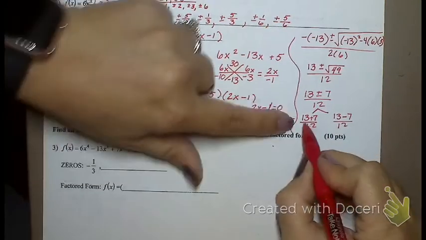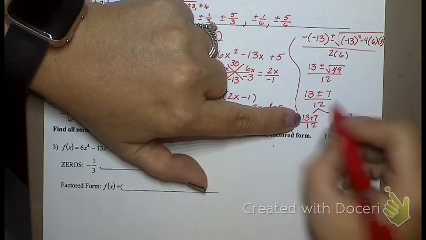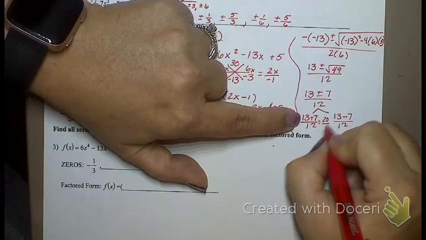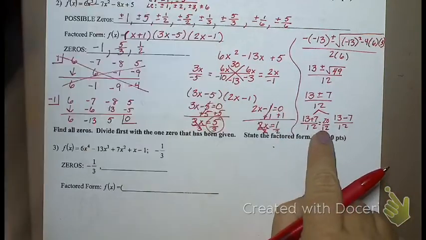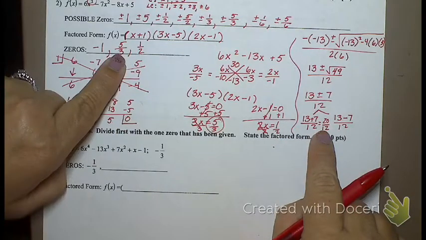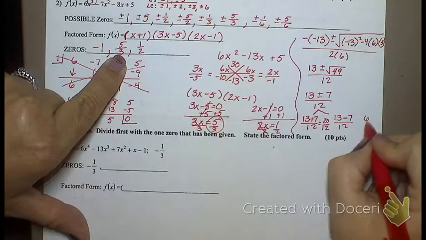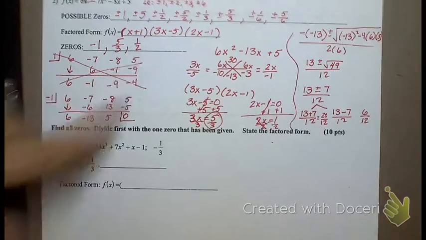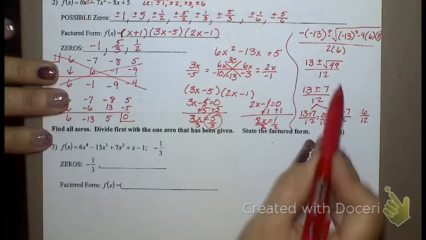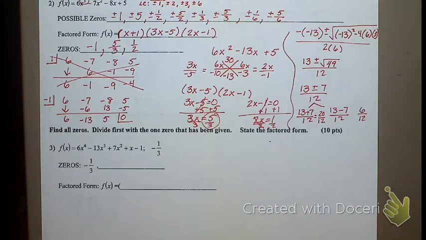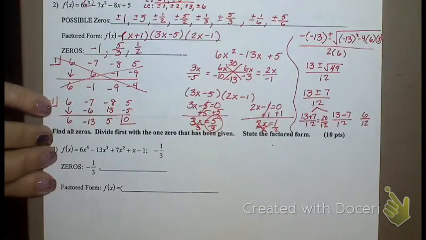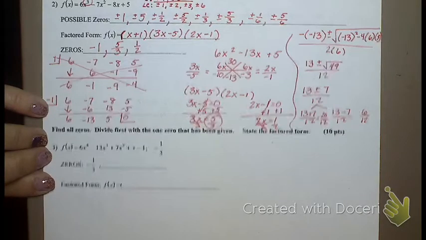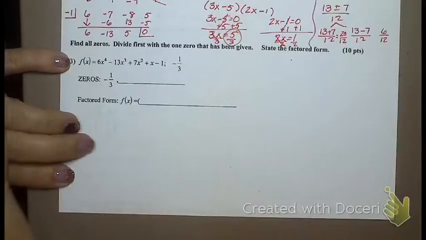What is 13 plus 7? 20. And 20 over 12 reduces to what? 5 over 3. And 13 minus 7 is 6 over 12, which reduces to 1/2. So you can totally use quadratic formula there. Your radical just ends up disappearing if it was something that could have been factored also. Okay? All right, number 3, find all zeros.